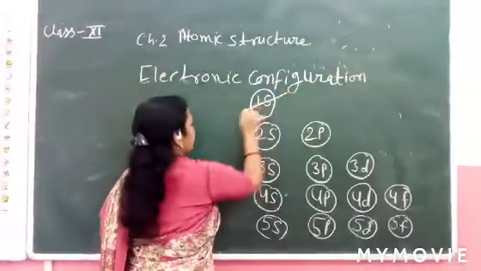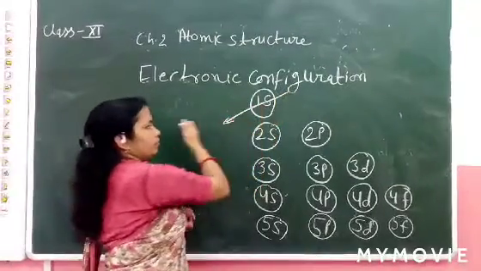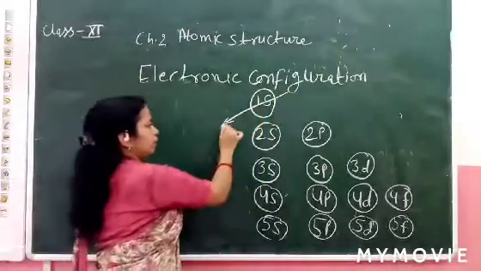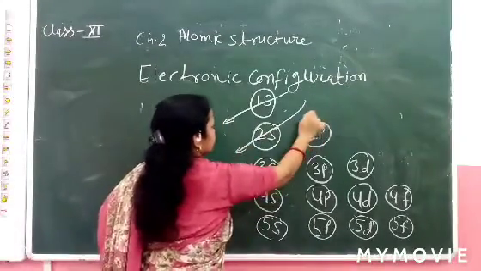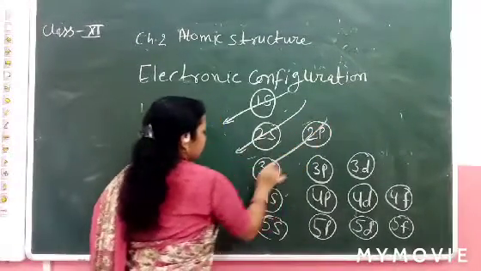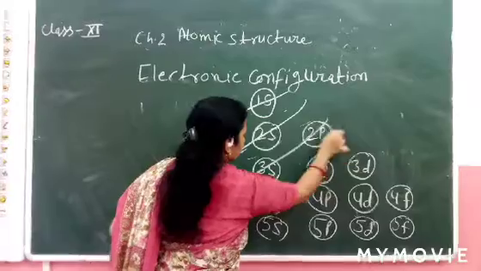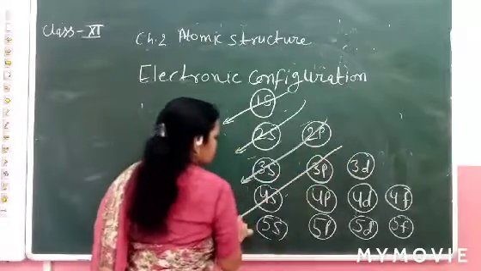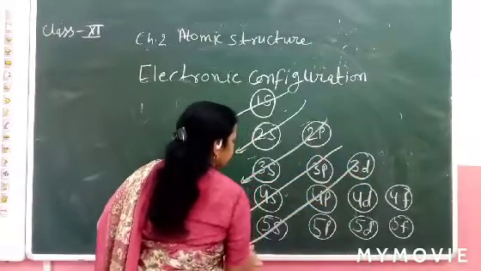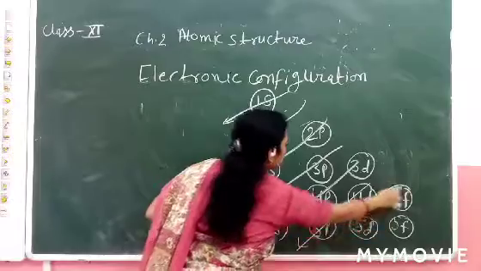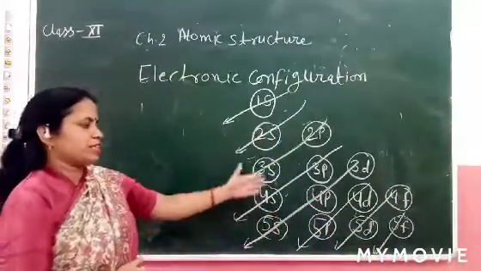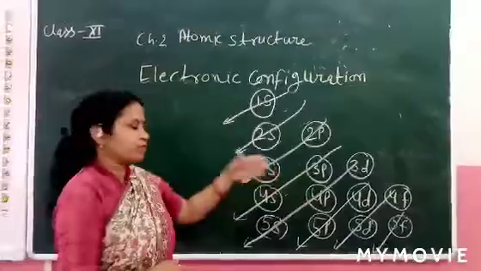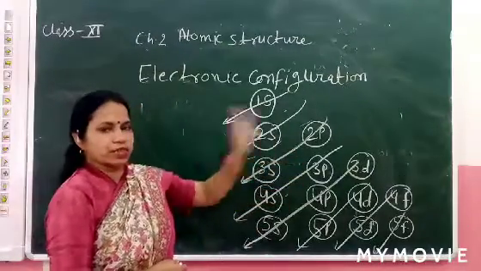Make an arrow in increasing order. Then we go back again like this. Now we go back and you have to draw cross lines like this, and so on. You can write 6s, 6p, 6d, 6f, 7s, 7p, 7d, 7f.